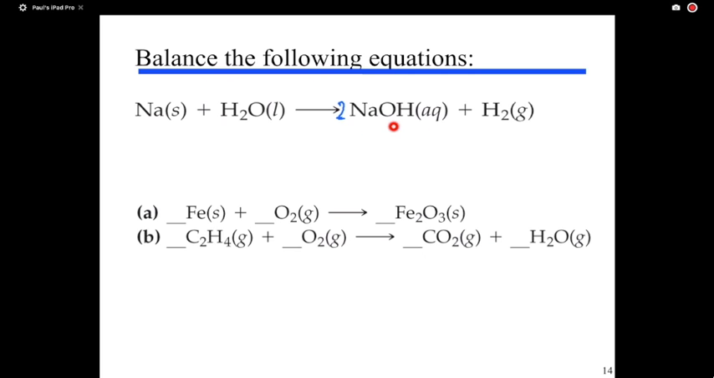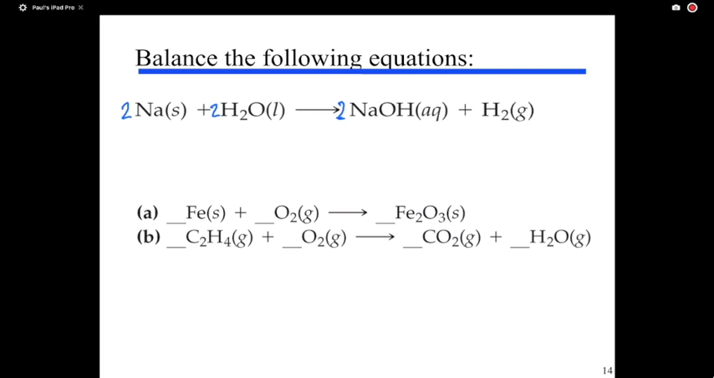How many hydrogens do I have now? 2 plus 2 is 4, right? Can I put something here? Yeah, 2. Now, that 2 had a consequence. It did affect this hydrogen. What else did it affect? The oxygen and the sodium. Uh-oh, I had already done sodium, right? I changed sodium. So what do I have to do on this side? I have to put a 2 because the sodium is 2 on the product side.